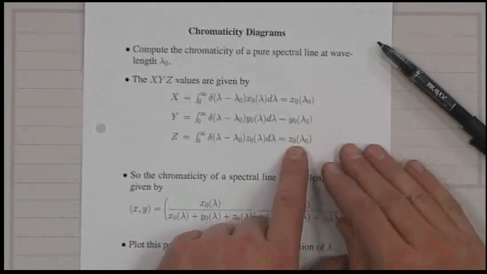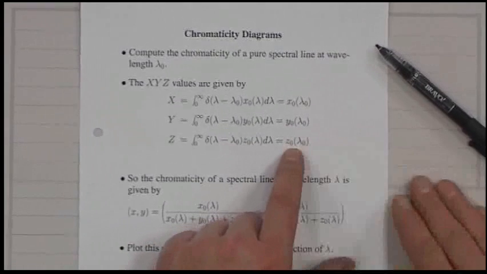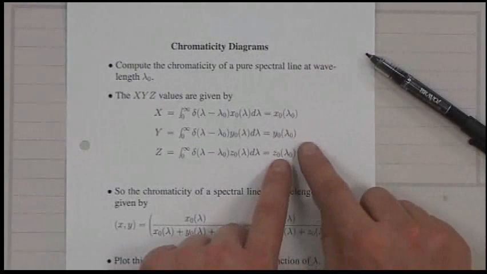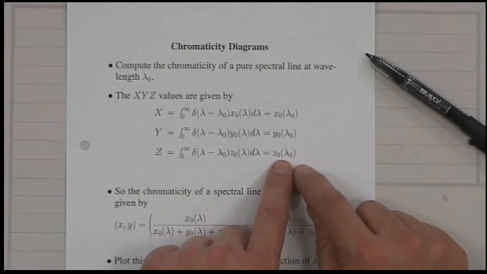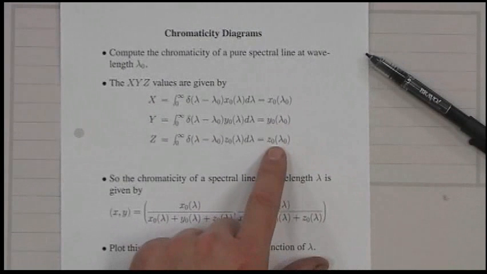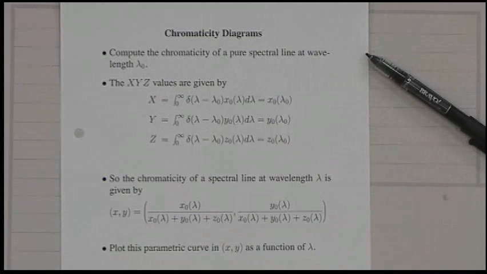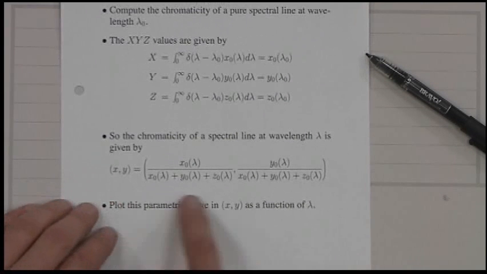So this would be the color I would see if I had a pure spectral source of light. Now, I can take that pure spectral source of light and ask, what is its chromaticity? To do that, I just plug into this equation.